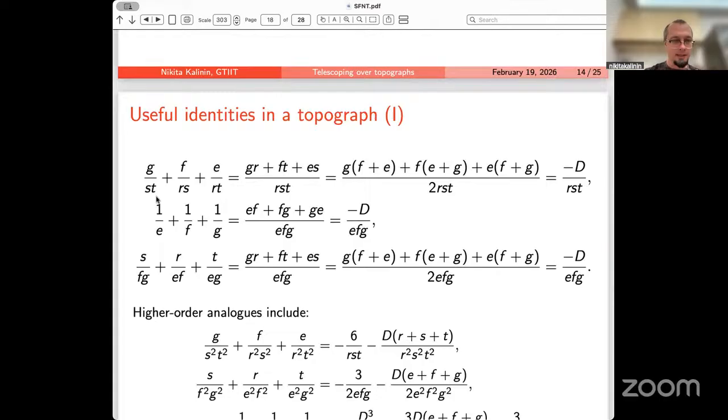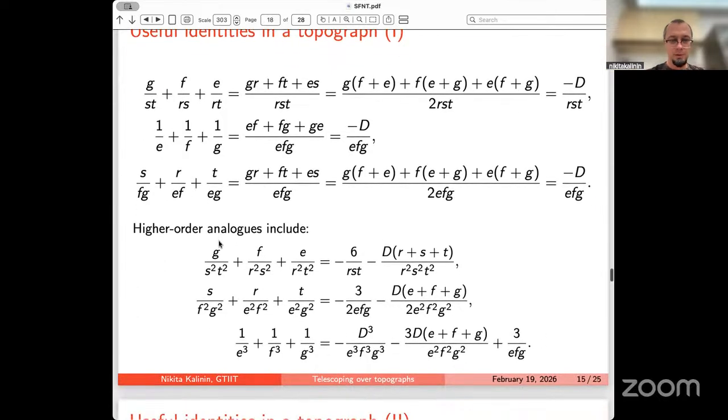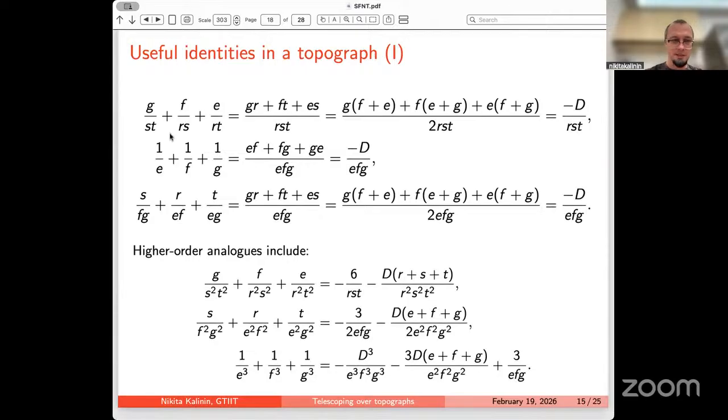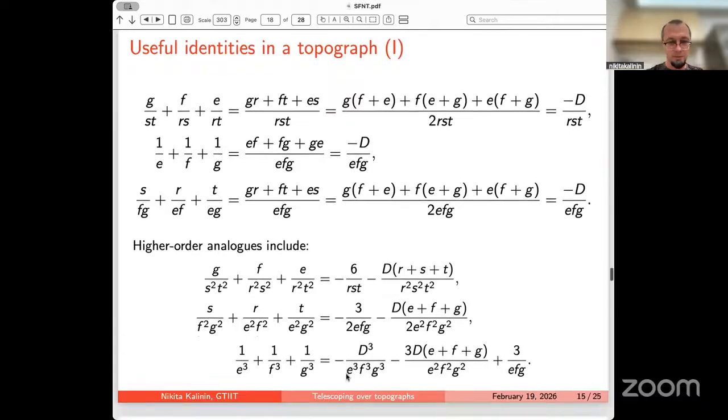And I have other identities. Each time I have something on the left and something on the right. And the idea of the paper is that we can telescope it. If we telescope it, then just by the construction we have some cancellation for terms inside, and we need to compute the boundary terms. And the boundary terms should also be somehow approximated by angles or sines or cosines and so on. Okay, and you have a lot of such identities, for small denominators, for big denominators, for cubes, a lot of them.